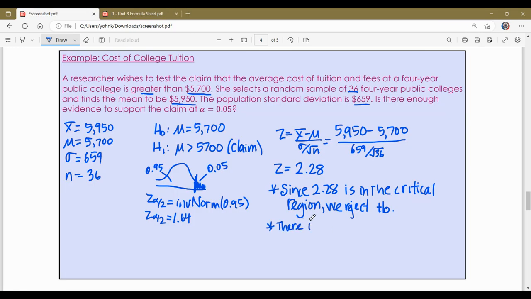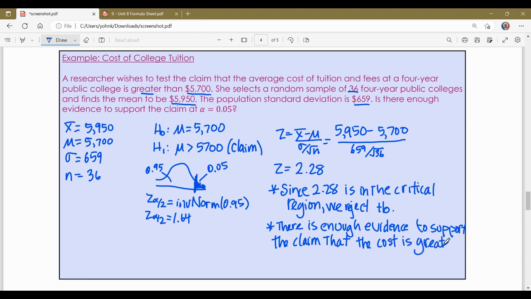There is enough evidence to support the claim that, and our claim was that the cost is greater than 5,700. All right. We have a different one in the next slide.